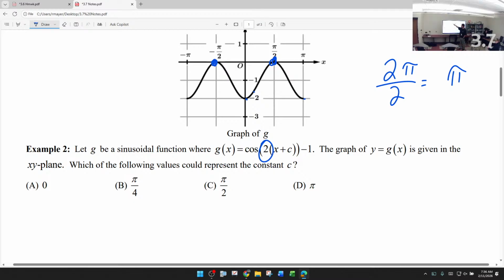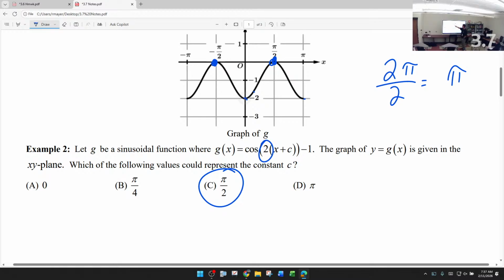Because c, if you want to start here, c is positive pi over 2. c is positive pi over 2 because it's to the left. But if you want to start right here, c is negative pi over 2. Luckily, we don't have a choice of negative pi over 2 or pi over 2. Because if they did, we wouldn't know which one is correct. They only have pi over 2 as my starting point. Pi over 2 is my starting point for that particular one.